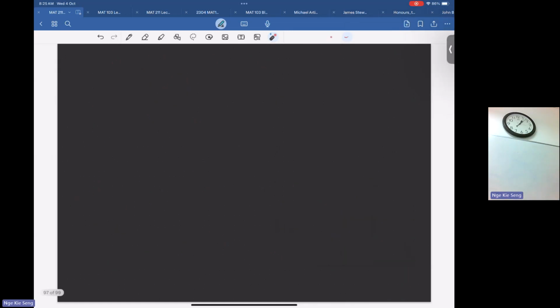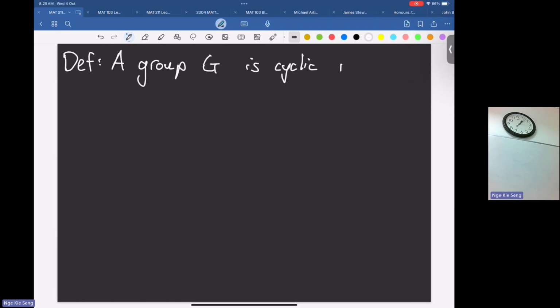Also we introduce the notion of a cyclic group. A group G is cyclic if it can be generated by a single element. We call it a cyclic group. Everything can be recovered from one thing.